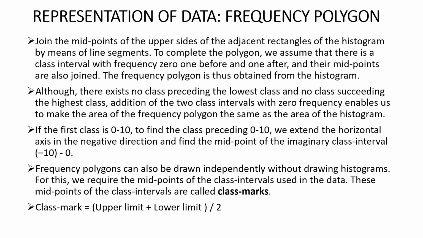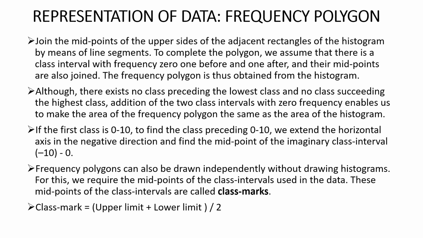Now the frequency polygon can also be obtained independently without drawing the histogram. For this, we require the midpoints of the class intervals used in the data. These midpoints are generally called class marks. The midpoint of a class is called the class mark and it is nothing but the average of the upper limit and lower limit. That means class mark is equal to (upper limit plus lower limit) by 2. We will see this in the example.